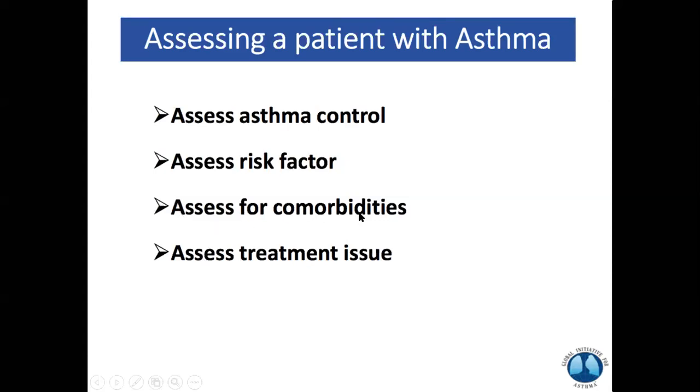Then we have to assess for comorbidities. There are comorbidities like, as we said, GERD, allergic rhinitis and obesity. So these are all comorbidities which are going to worsen asthma.